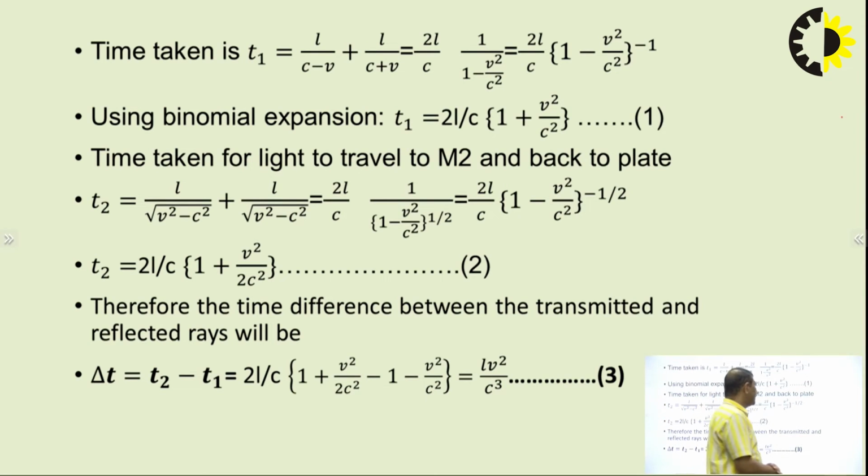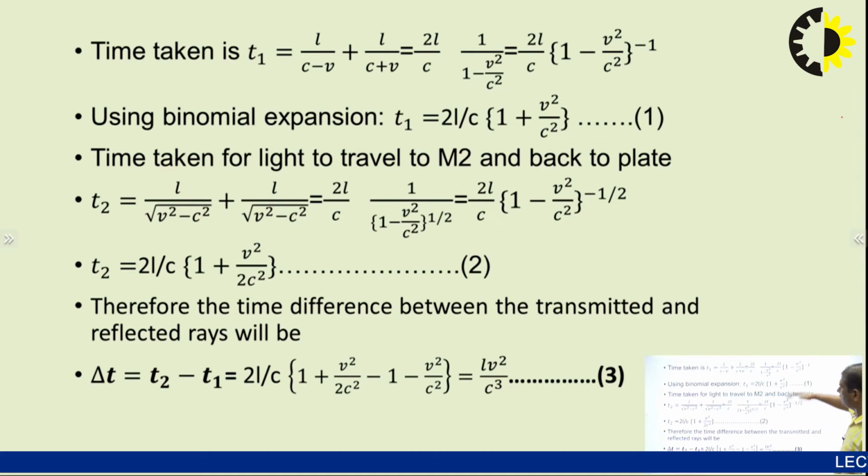By taking the difference of these two times, we can calculate the time difference between the two beams: the beam which is moving towards the horizontal mirror and the beam which was traveling towards the upward mirror.